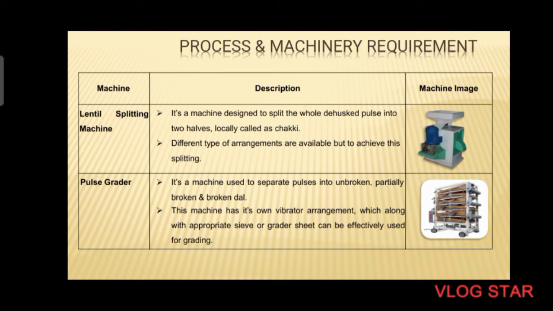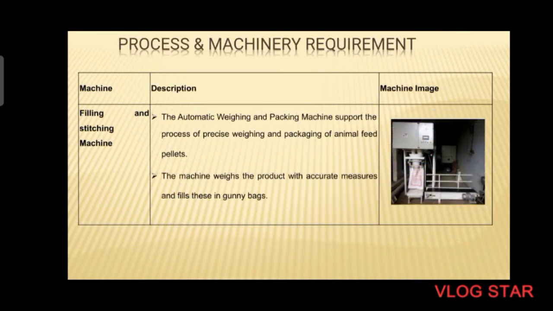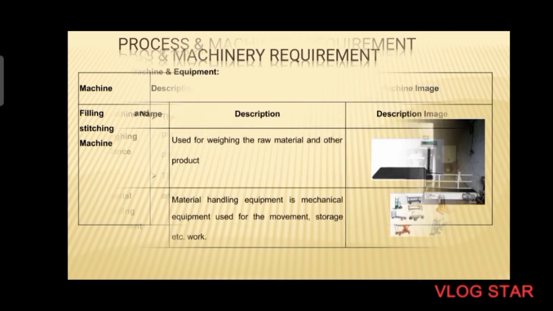Pulse grader. It's a machine used to separate pulses into unbroken, partially broken, or broken dal. This machine has its own vibrator arrangement, which, along with appropriate sieve or grader sheet, can be effectively used for grading. Filling and stitching machine. The automatic weighing and packing machine supports the process of precise weighing and packing. The machine weighs the product with accurate measures and fills these in bags.